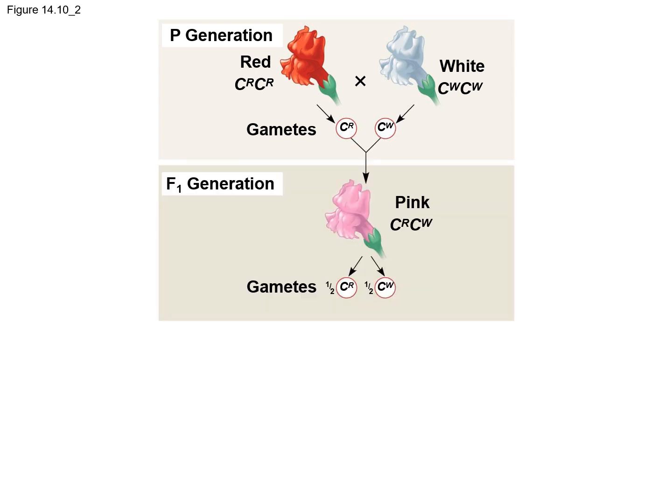And so the F1 generation, the first cross, would receive a CR and a CW, both being dominant, and thus the phenotype is pink. So we have a codominant situation here. Okay, we have a codominant pink phenotype because we're getting half of the red product from one allele and half white product from the other allele.